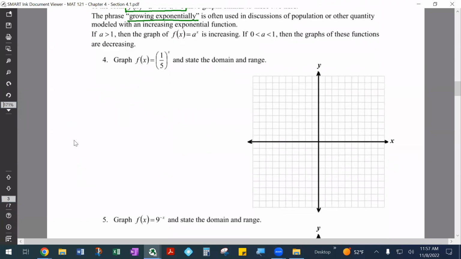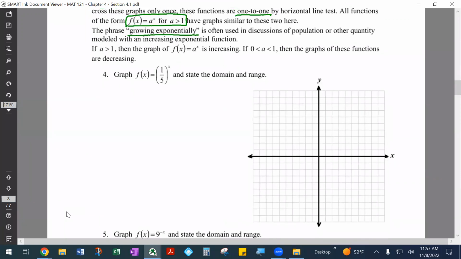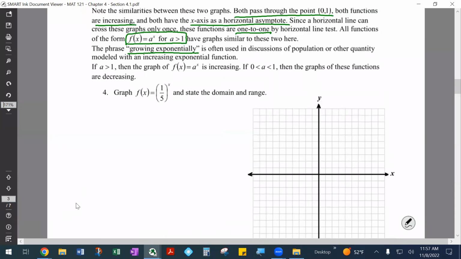Okay, now let's change that base to being between 0 and 1. So far we looked at base being larger than 1, but what happens if we change these bases? You can see they're telling us if your base is a number greater than 1, your function will be increasing. However, if your base is between 0 and 1, your function is going to be decreasing.